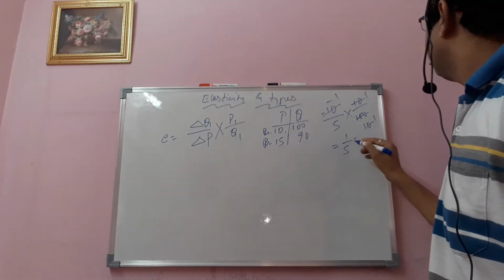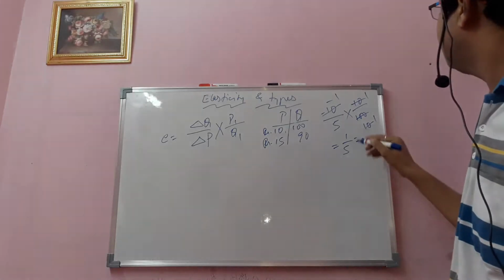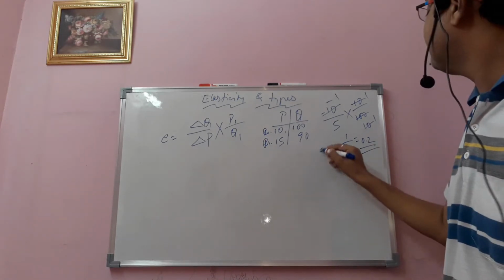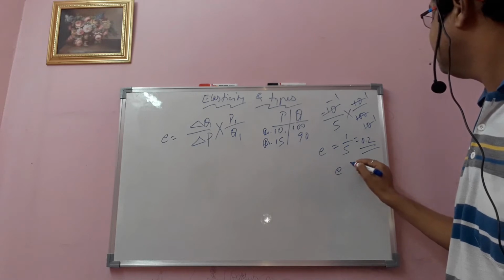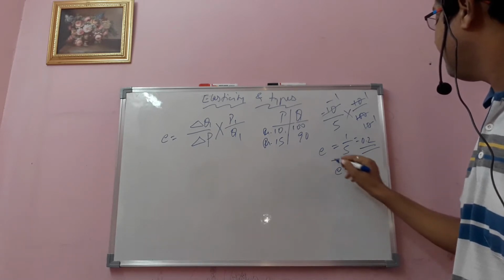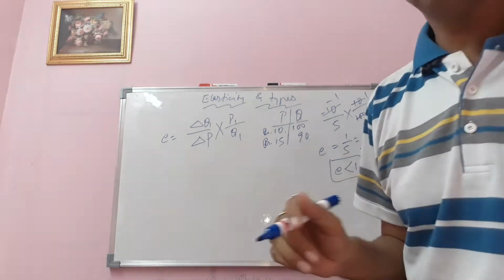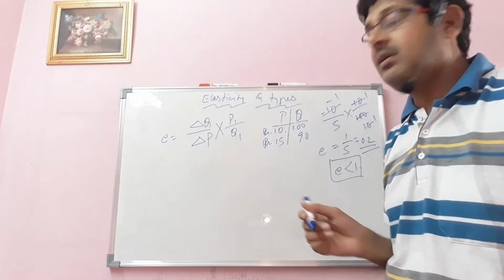It is equal to 0.10.2. Right. So elasticity is equal to 0.2. That means it is less than 1. Elasticity is less than 1. So this is how we calculate the elasticity of demand.